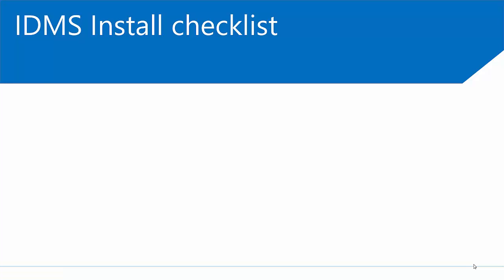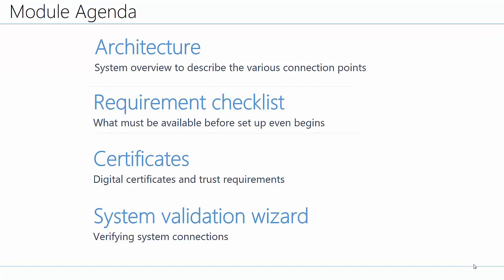In this module, we're going to describe the IDMS checklist. The objective of this module is to provide you with the information and background to ensure your installations are successful. We'll go over 4 main areas for this piece.